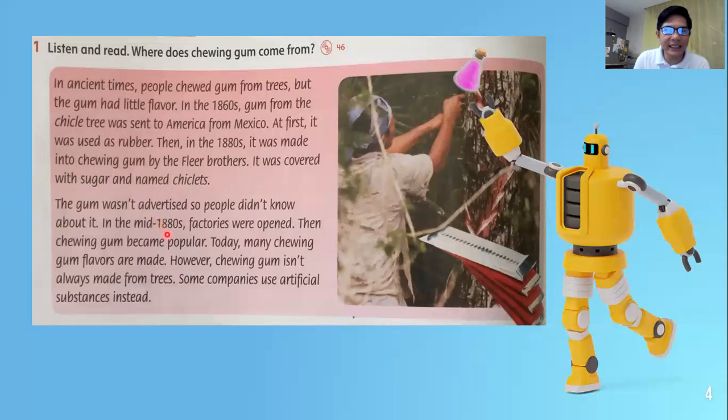In the mid-1880s, factories were opened. Then chewing gum became popular. Today, many chewing gum flavors are made. However, chewing gum isn't always made from trees. Some companies use artificial substances instead.